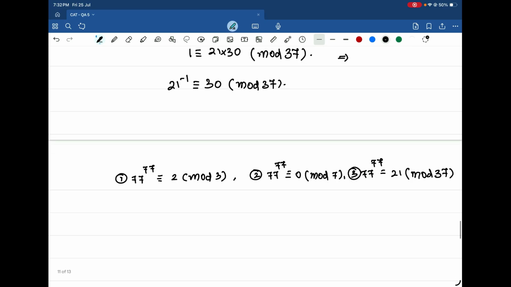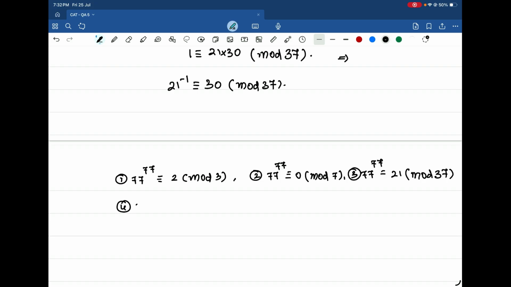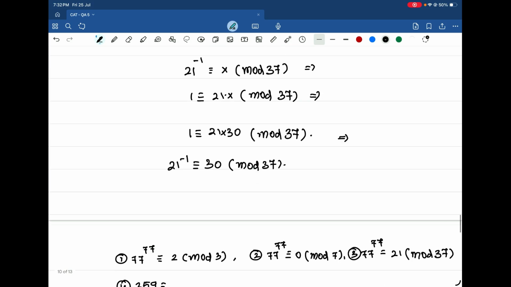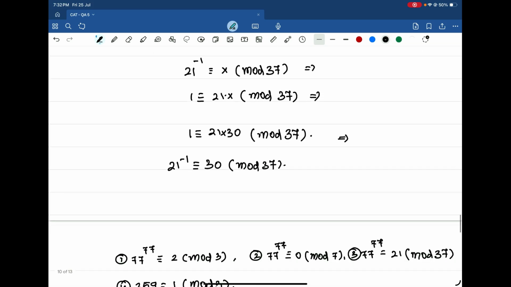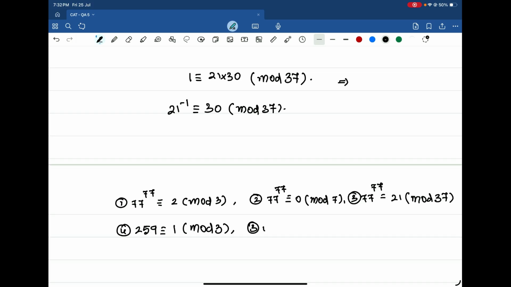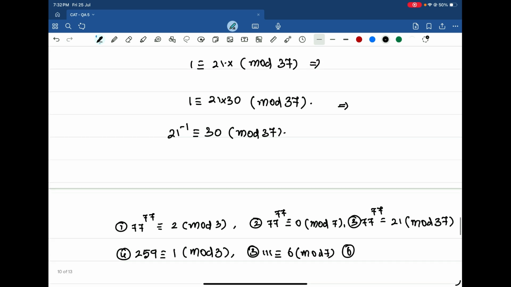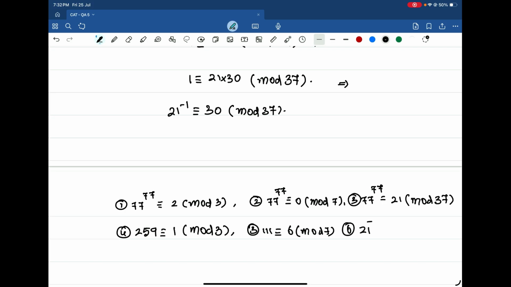Another 3 equations are: 259 equivalent to 1 mod 3, 111 equivalent to 6 mod 7, and the sixth one is 21 inverse equivalent to 30 mod 37.